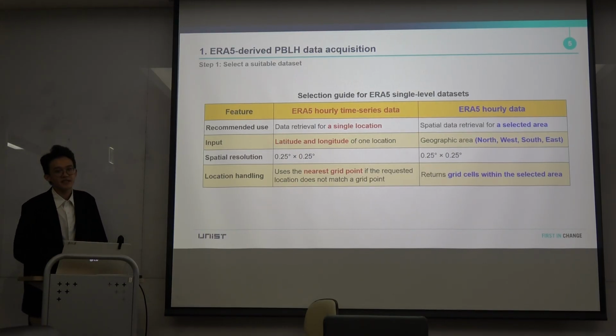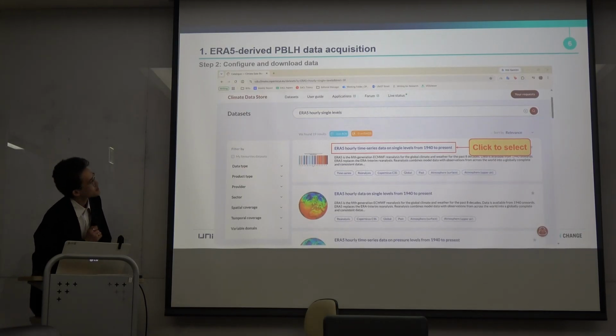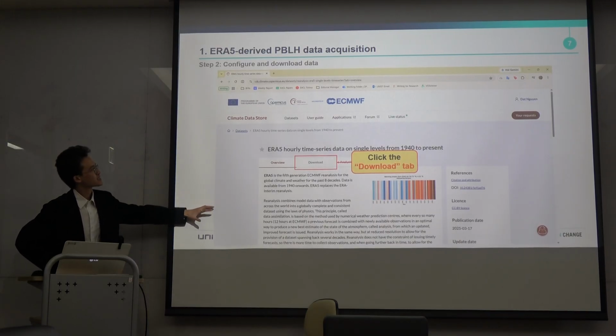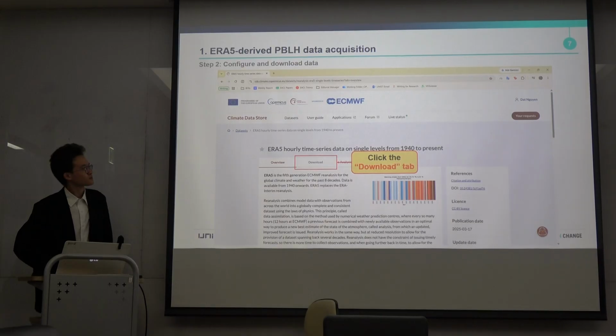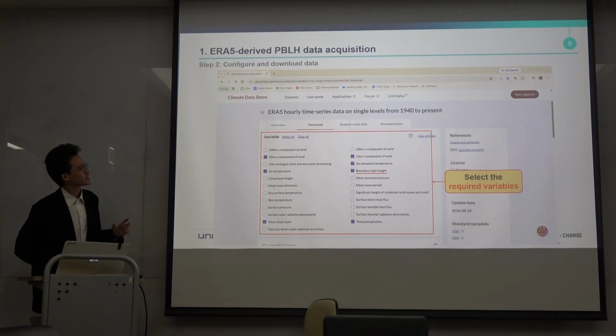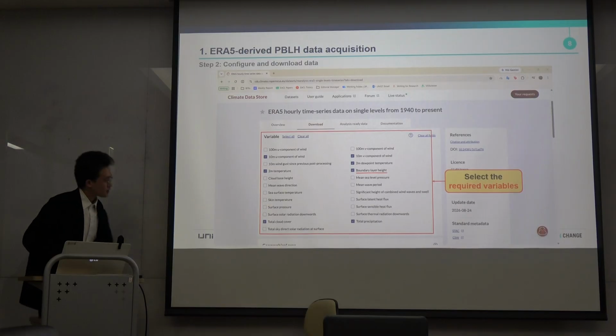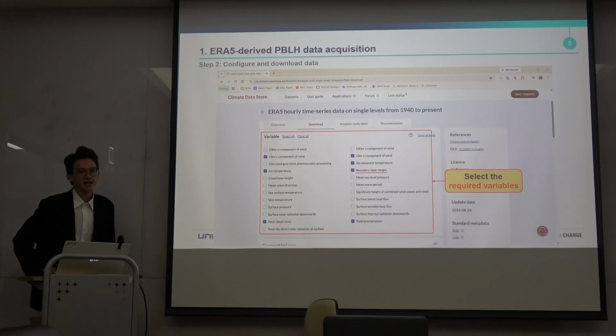In this example, I will only show the hourly time series data, so I can compare with the HYSPLIT data later. So we just click here to select the data set. Later, we go into the overview tab, but just click the download tab. First, we can see all the available meteorological variables, and we can select what we need. In this presentation, our required variable is boundary layer height, and I already selected it.